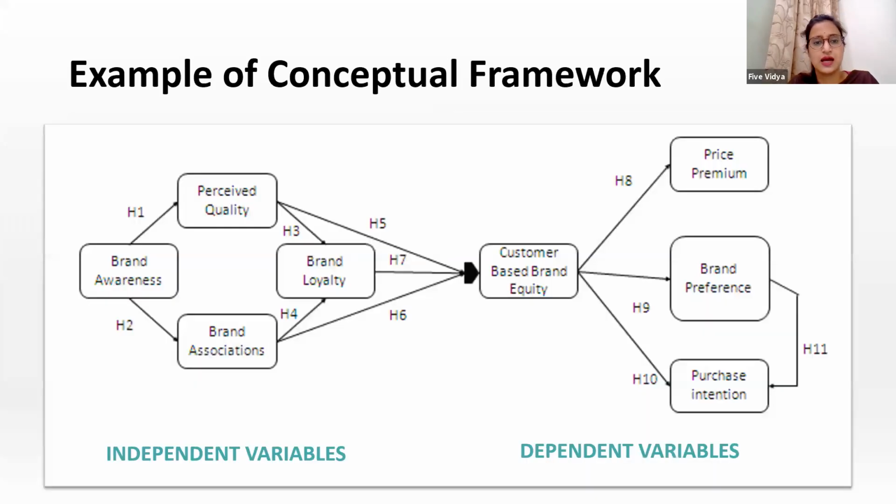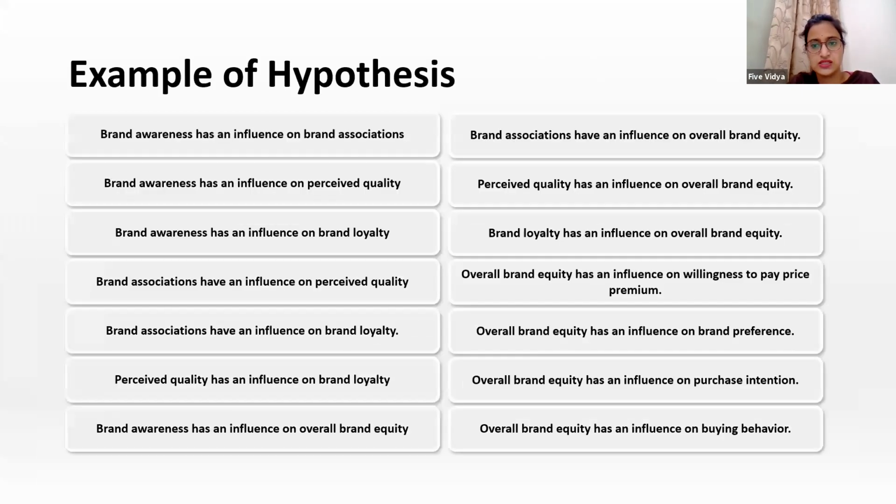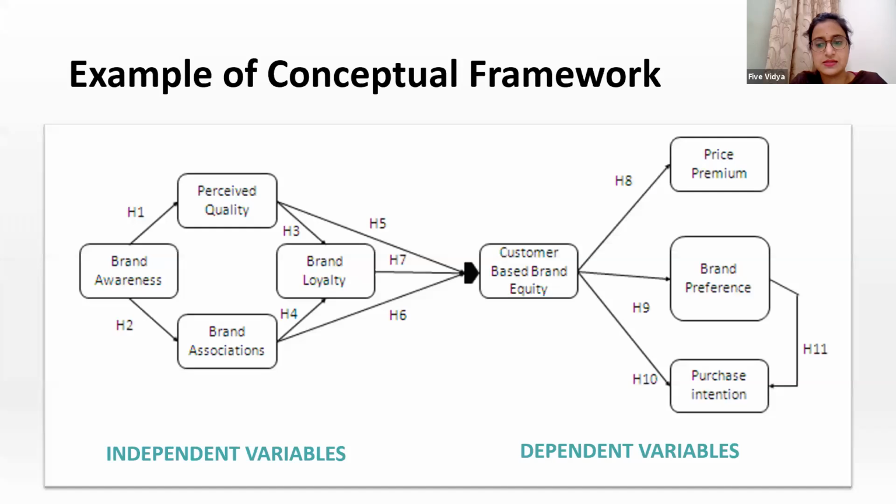Now, on the basis of these hypotheses, this diagram, which is called a conceptual framework, has been framed. You can see all the 4 variables which we have identified for brand equity have been mentioned here: brand awareness, perceived quality, brand loyalty, and brand association. And for the next variable, which we were having as buying behavior, we were having three variables here: price premium, brand preference, and purchase intention. So this you can see has been listed down here: purchase intention, brand preference, and price premium.